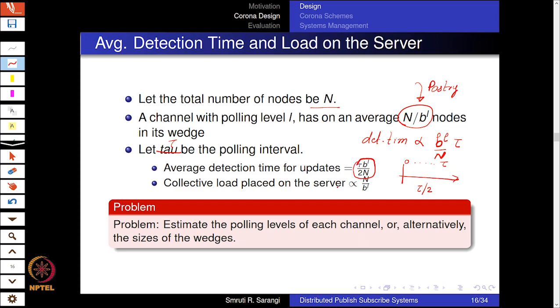And the collective load placed on the server is clearly proportional to the size of the wedge, which is n by b to the power L. So the problem is to estimate the polling levels of each channel, or alternatively the sizes of the wedges.